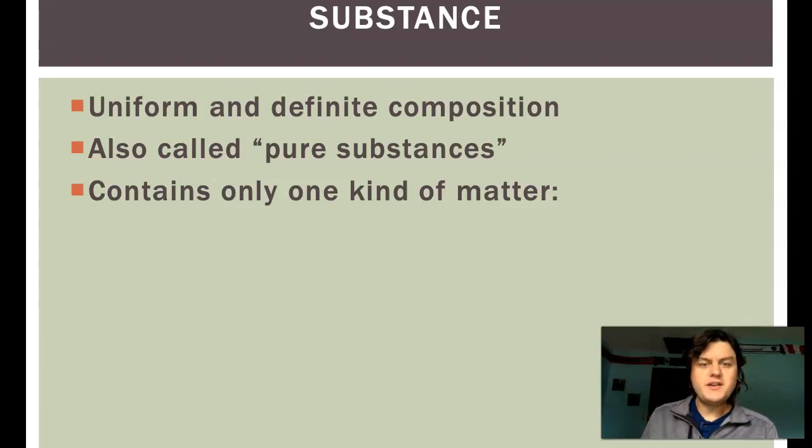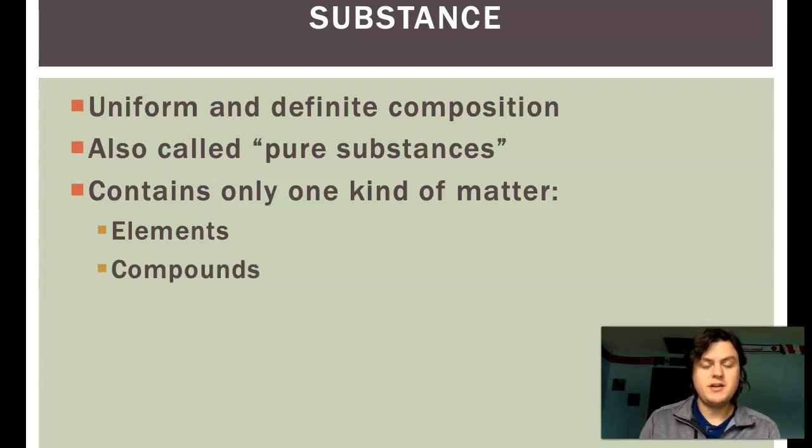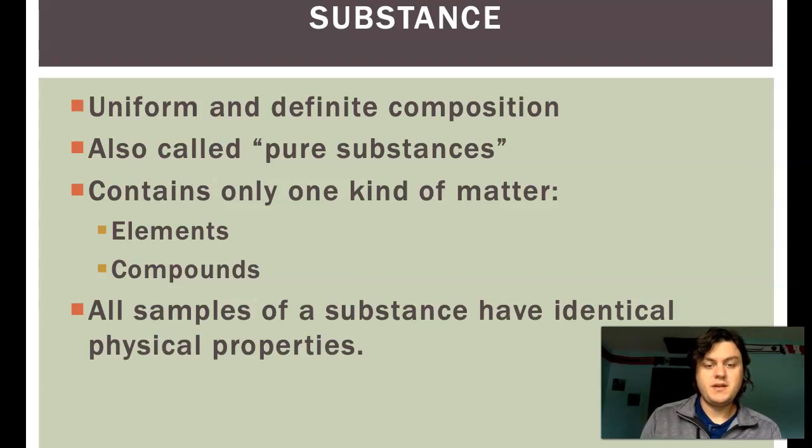So there's only one type of matter in a substance. We can have elements, like I described the samples of copper. They will be made of only atoms of copper. Compounds are made up of more than one type of element, but they are consistent throughout. All samples of a substance have identical physical properties. So no matter if we're talking about the Statue of Liberty in terms of copper or a penny, right? They will have the same physical properties.